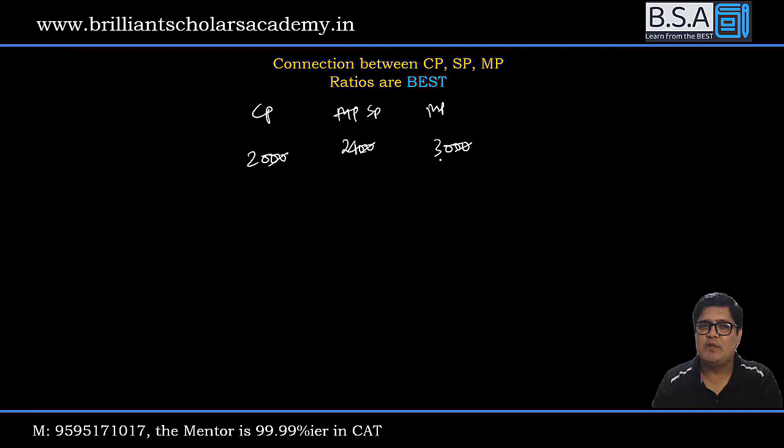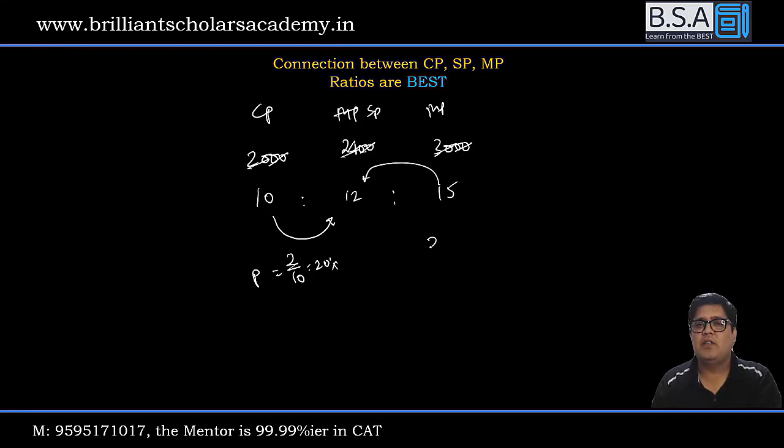I still have multiples of 2. 2 into 10, 2 into 12, 2 into 15. Now I cannot cancel anything at this stage. So profit is here. Profit is 2 by 10, which is 20% profit. What is discount? Discount is 3 by 15. 3 by 15 is basically 1 by 5, which is 20%.